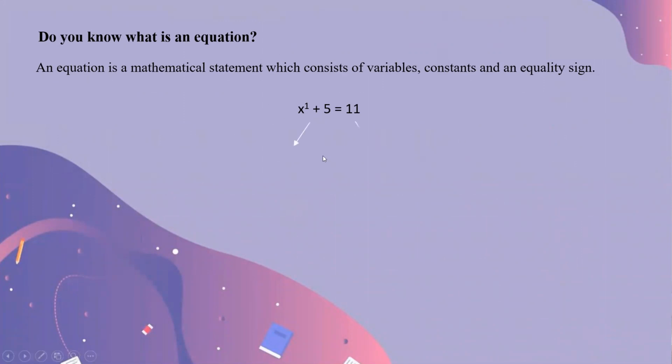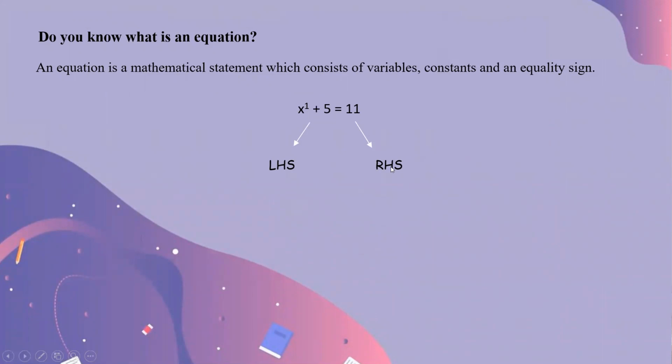This can be divided into two parts, that is your LHS and your RHS. Do you know the full form of these? Left hand side, right hand side, simple, right? So how can you tell which is left and which is right? Yes, whenever you have your equal to sign, the left side of the equal to sign is your LHS, that is x to the power 1 plus 5. This is your LHS and 11 is your RHS.